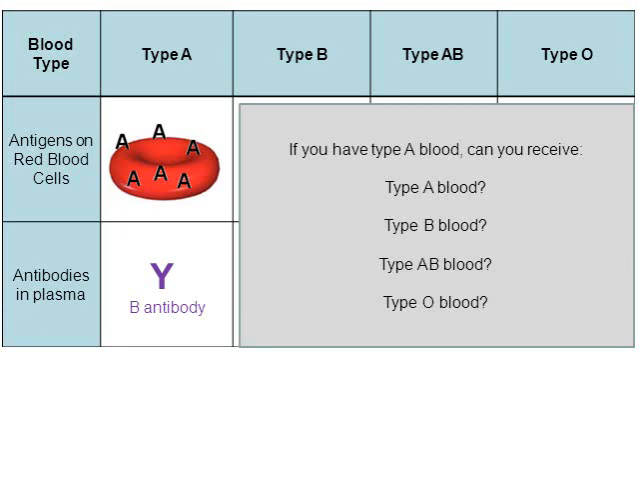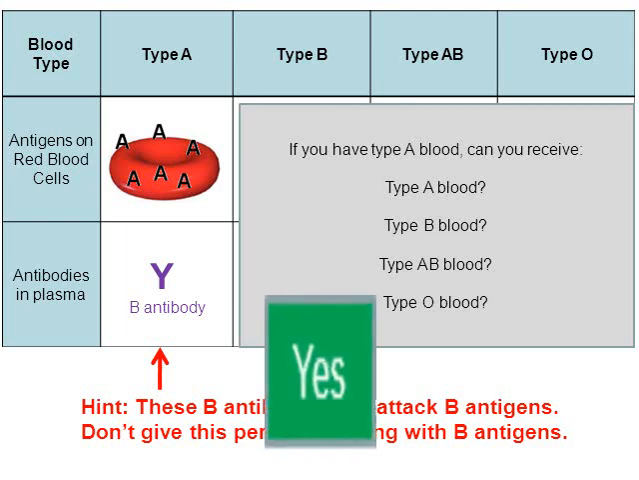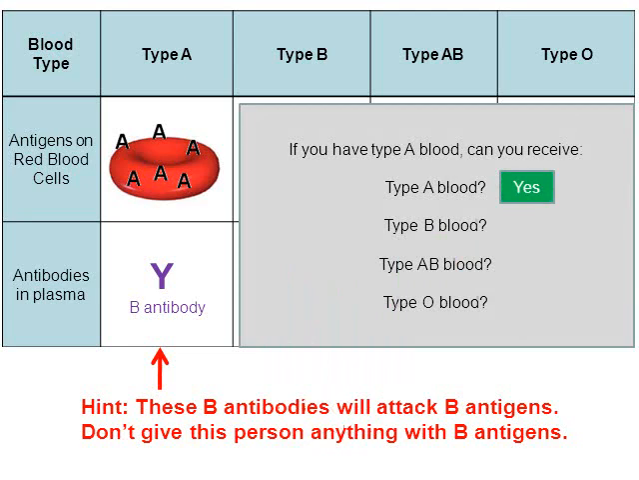So you really want to look at what antibodies does the person have if they have type A blood. This person has B antibodies. These B antibodies will attack anything with a B antigen. Don't give this person any kind of blood with B antigens. So look at our list on the right. If you have type A blood, can you receive type A blood? Yes, because there's no B antigens in type A blood.